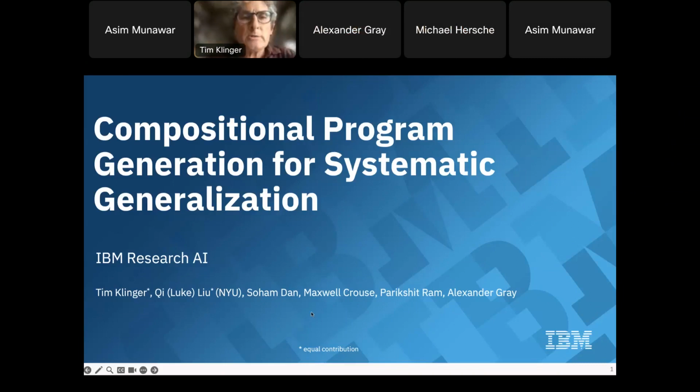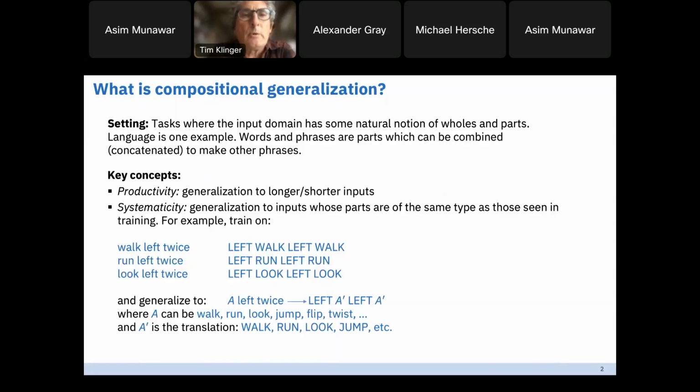So I'm going to talk today about compositional generalization for machine learning models and an approach that we developed called compositional program generation. And I'll explain what all that means. This is joint work with Luke Liu, who's a student at NYU, and the folks that you see here who are at IBM. Okay, so probably a lot of people have heard this term, but I'm not sure that everybody on the call knows it. So let me explain a little bit about what we're trying to do and why.